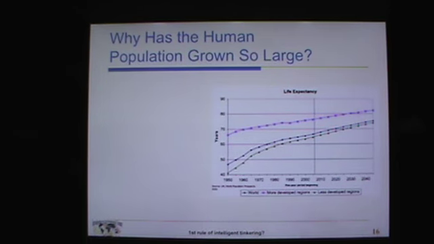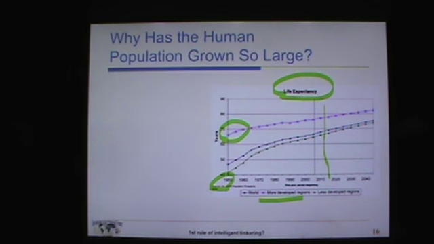So why has the human population grown so large? This is a graphic of life expectancy starting in 1950. And you can see that all right. And it's projected, of course, this was taken a few years ago, but we're about right here. The purple line is life expectancy worldwide. I'm sorry, that's not right. The life expectancy in more developed areas.